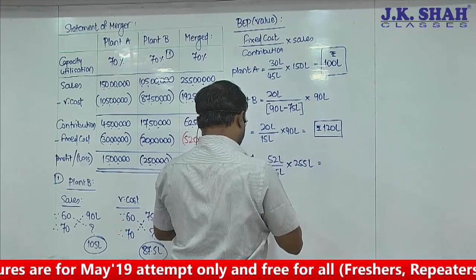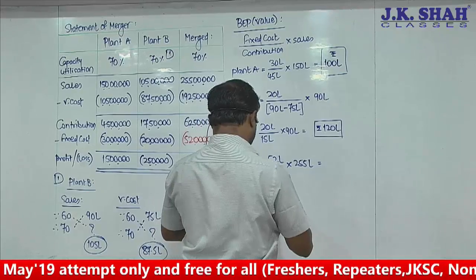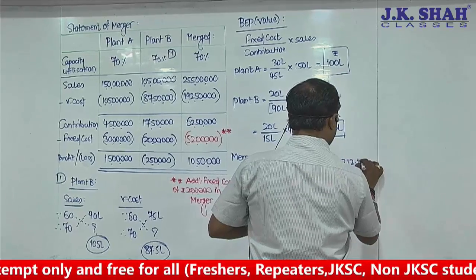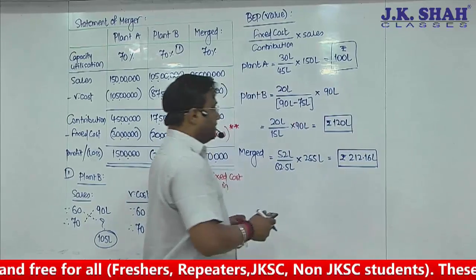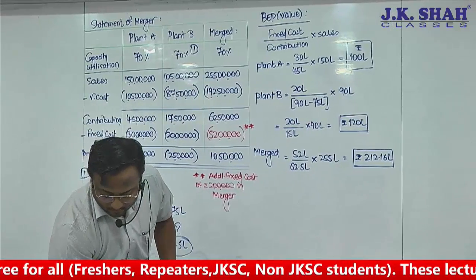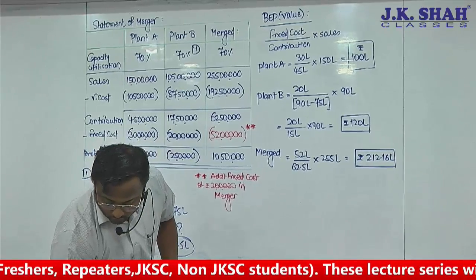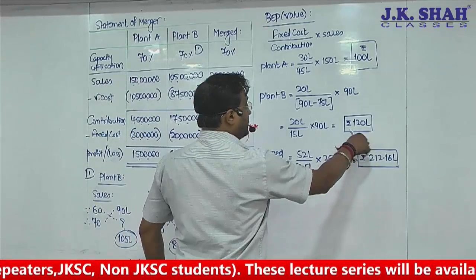$52 into 255. 212.16 but lakhs. 52 divided by 62.5 into 255. Acha, by the way, let's analyze this one.